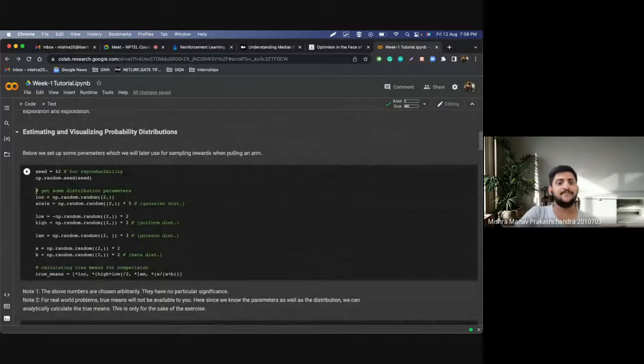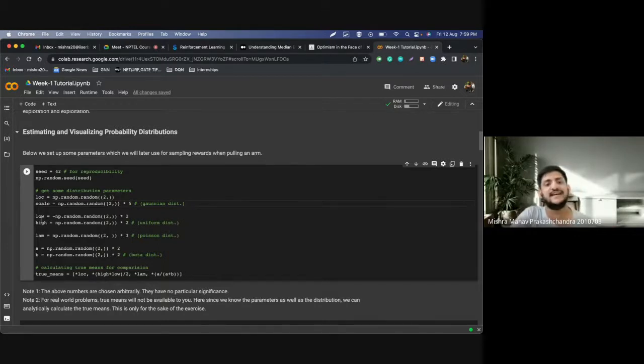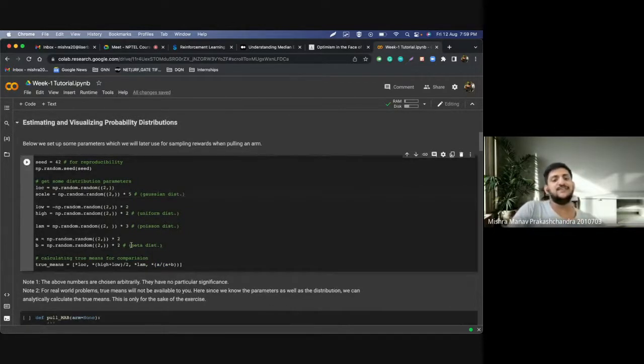Then I select my Q star, the true Q value, the ground truth Q value, from four distributions, and the parameters for each distribution are selected randomly. For the first two arms, I take a Gaussian distribution, for which I select two random means and two random variances. The next two arms have a uniform distribution, again with random low and high values. For the Poisson distribution, I randomly select two lambda values so that I have two different Poisson distributions. And lastly, two different random values for the beta distributions.